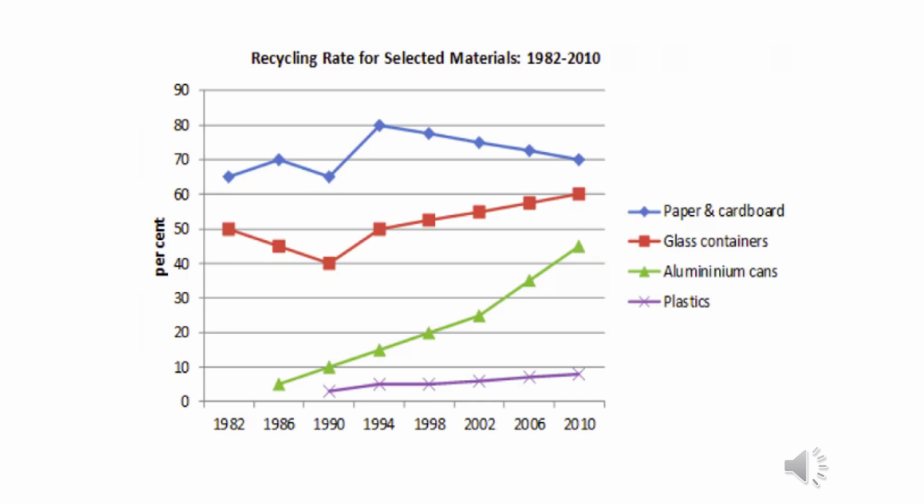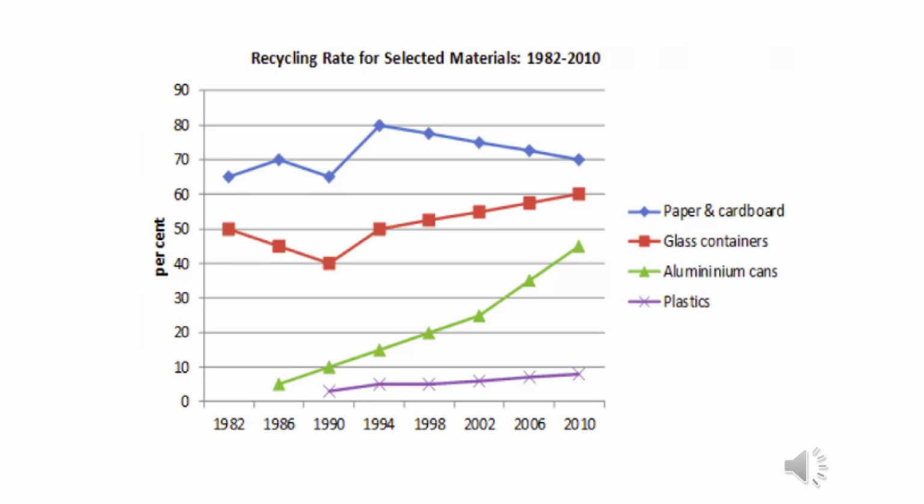Aluminum showed the most dramatic rise from a mere 5% in 1982 to 45% by 2010, reflecting substantial progress in recycling efforts. In contrast, glass containers exhibited a fluctuating trend, starting at 50%, dipping to 40%, and recovering to 60% by the end of the period, indicating a volatile but ultimately positive trend.